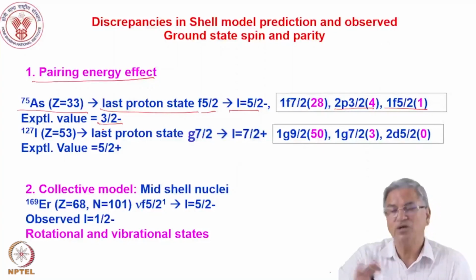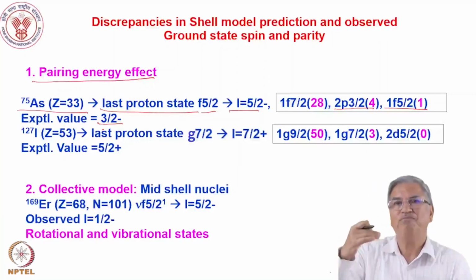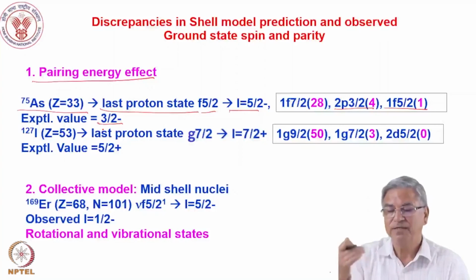So this is what happens: the paired configuration has lower energy if it is in a high spin state. And so the f5/2 gets stabilized by a paired configuration, and the odd nucleon goes into the p3/2.